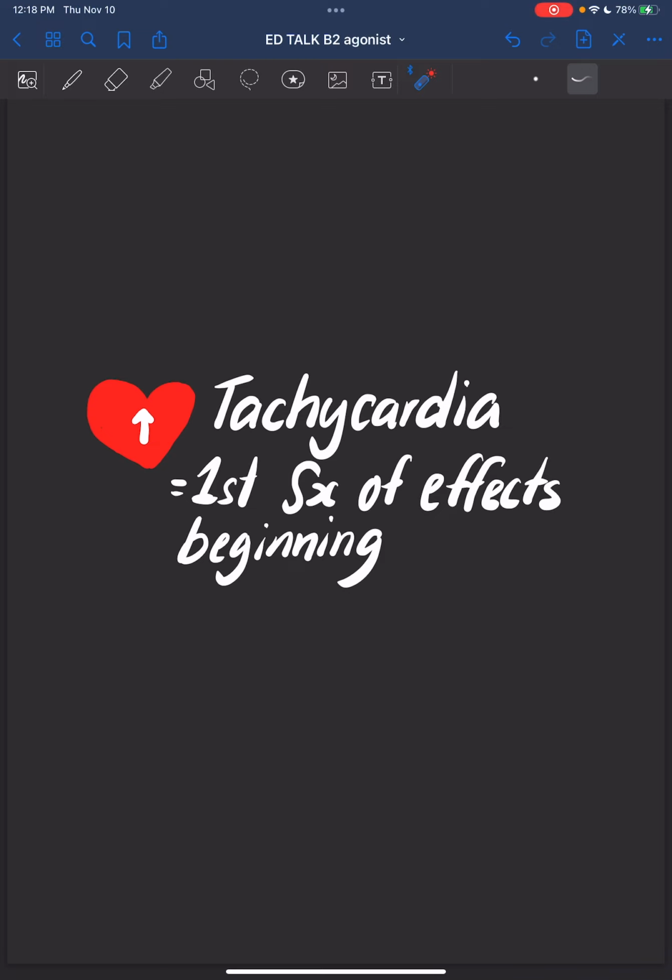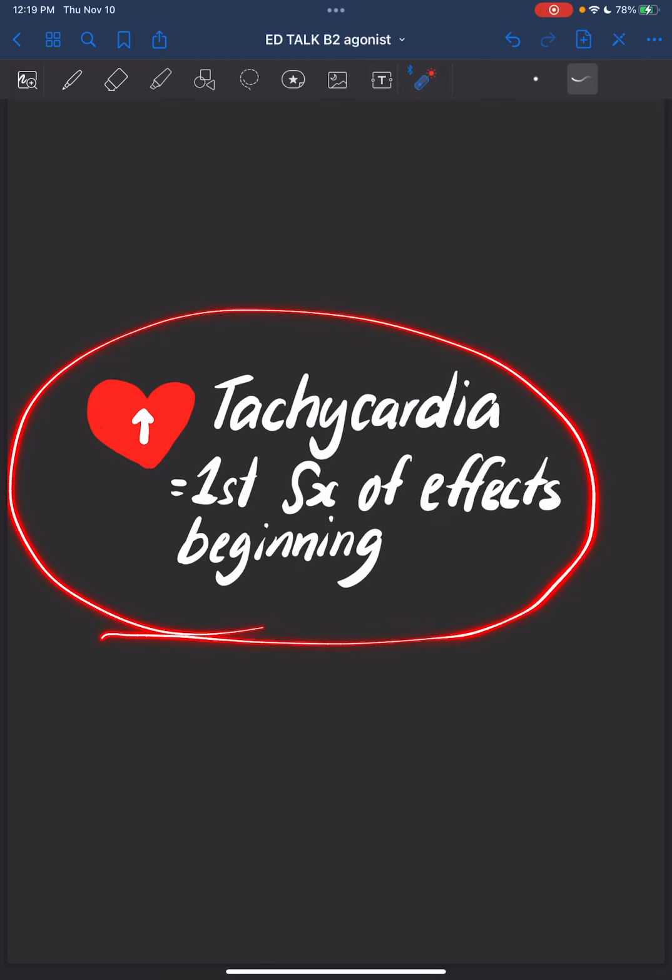But keep in mind that patients that are on beta blockers will not see a huge significant increase in their heart rate. And if you haven't noticed an increase in the heart rate after 3 to 5 minutes, you might want to consider giving more of the medication.